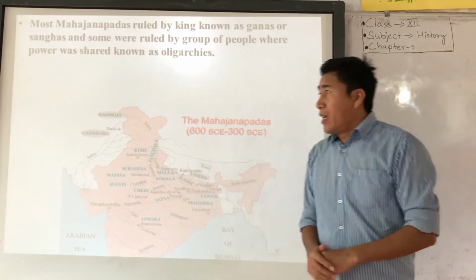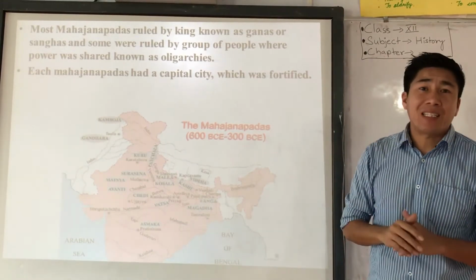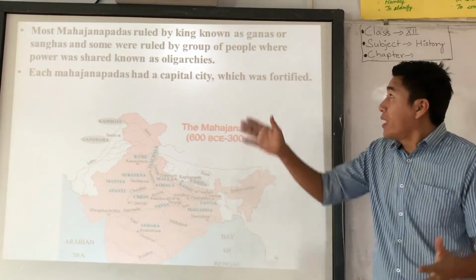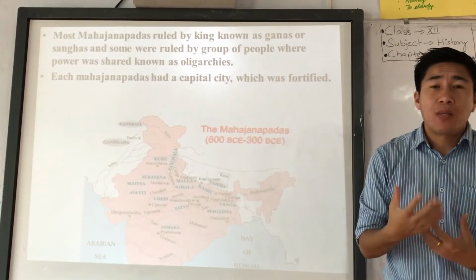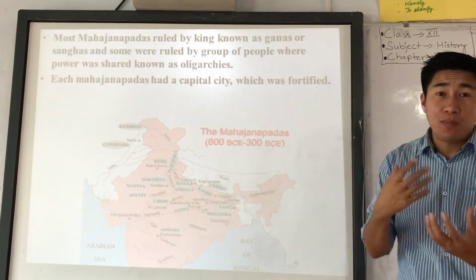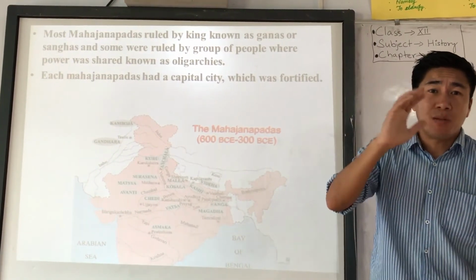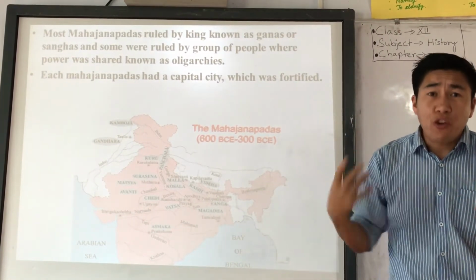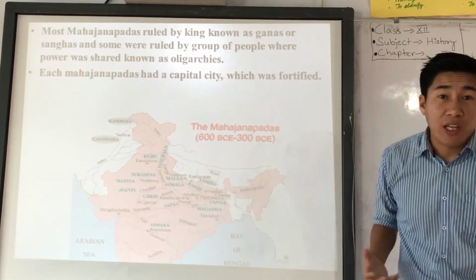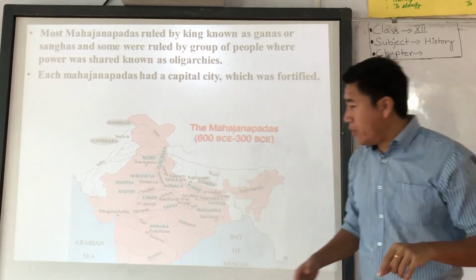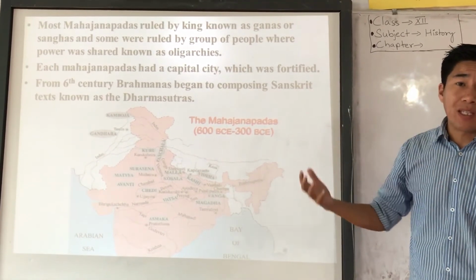Okay, understood? And the last, we have a very important thing: each Mahajanapada had its own capital city, which was fortified, meaning it was walled. Why did they fortify? For defense purposes, because during that time lots of wars happened between the 16 Mahajanapadas. So that's why fortification is really important, right? Even in the Indus Valley civilization, we also found the fortification of the citadel. Do you remember?